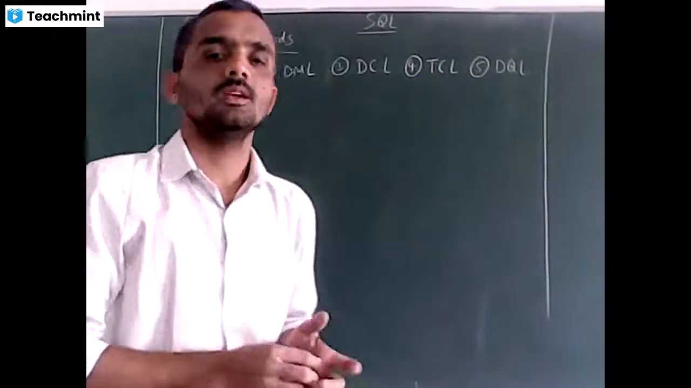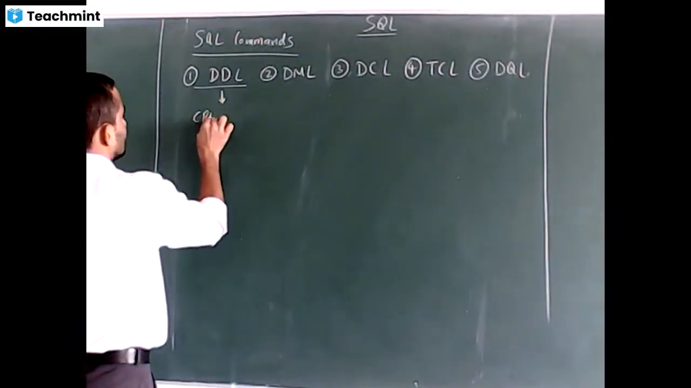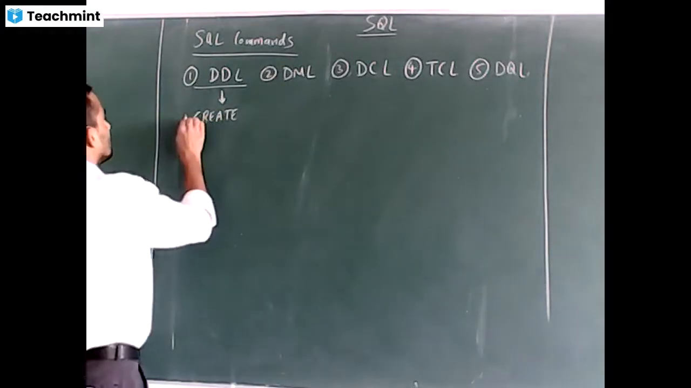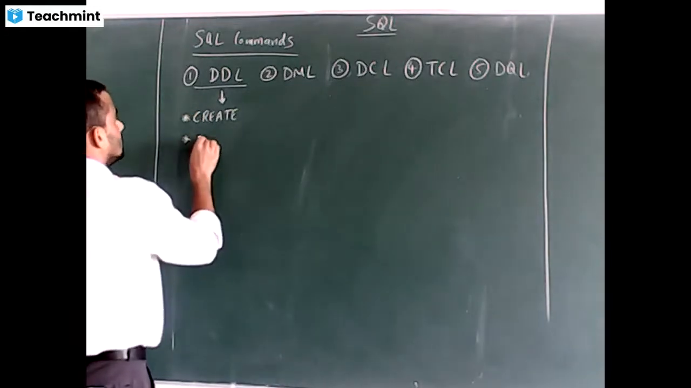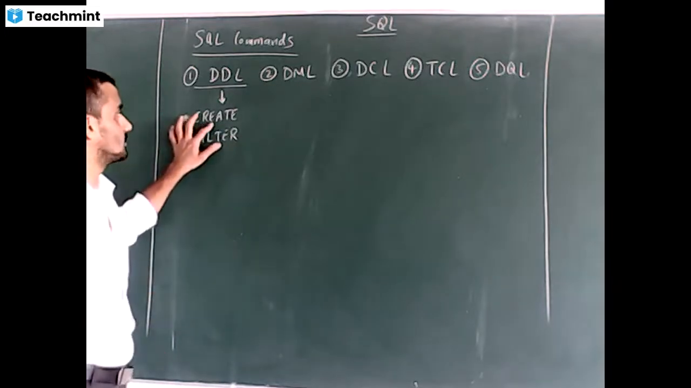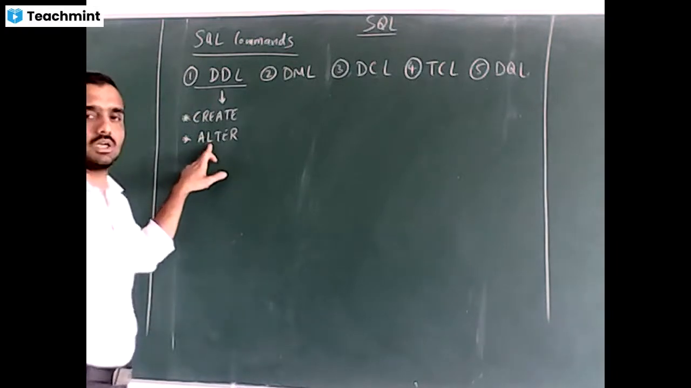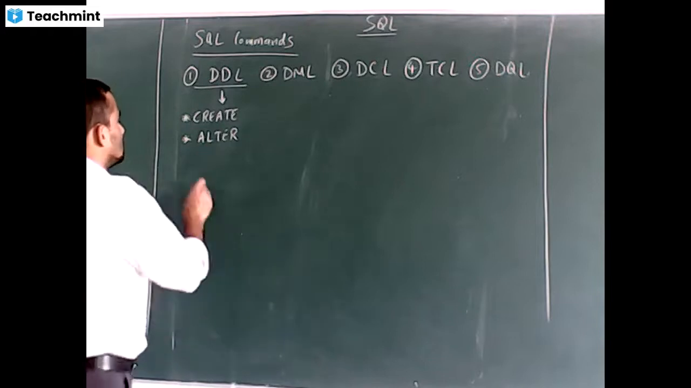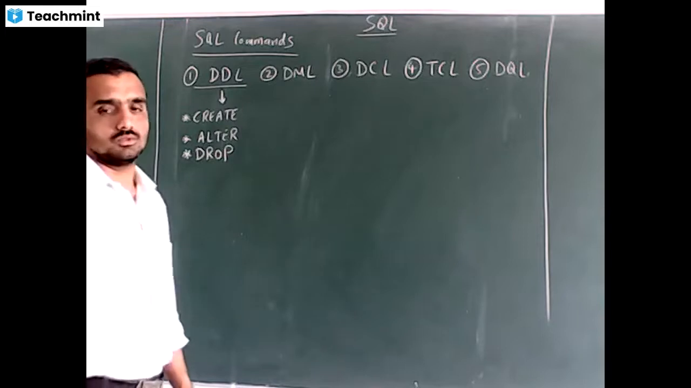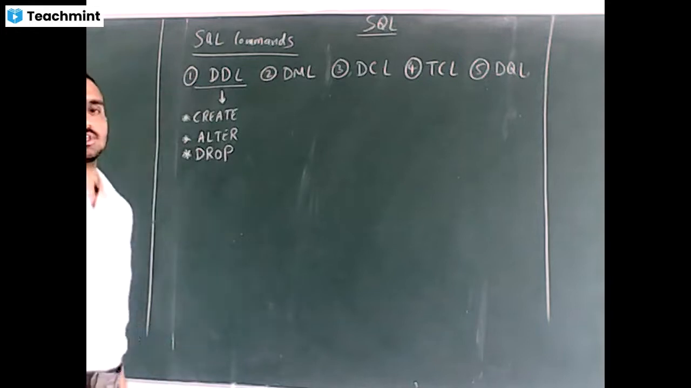Okay. So in DDL we have the create command, which is used to create the table. Next in DDL we have the alter command, which is used to alter the table. Create is a keyword, alter is also a keyword. Next we have the drop command, which is used to delete the entire table. So these 3 commands come in DDL, data definition language.